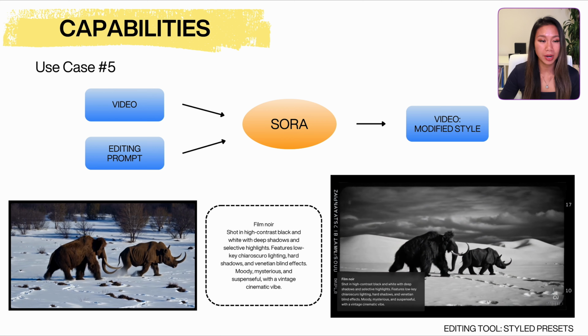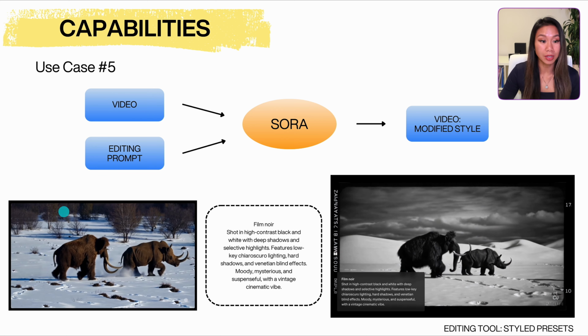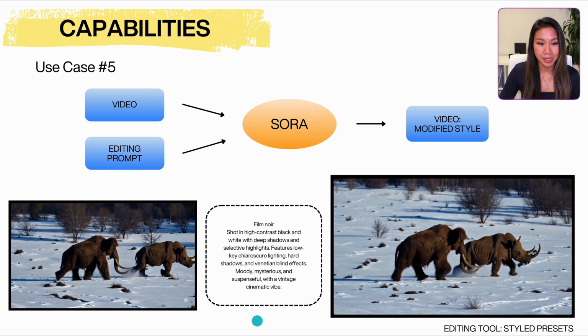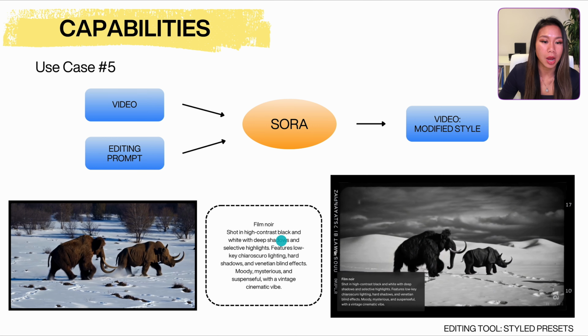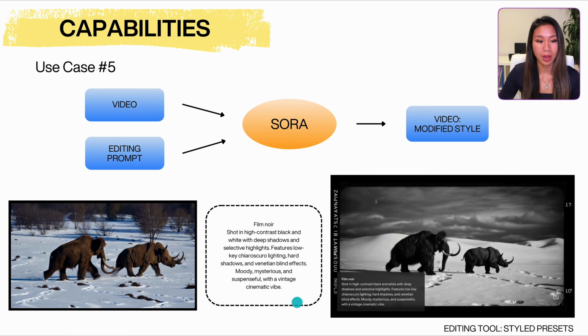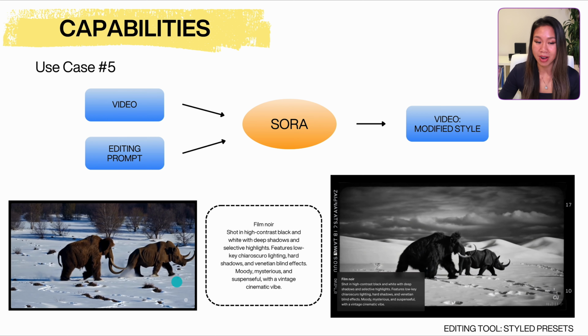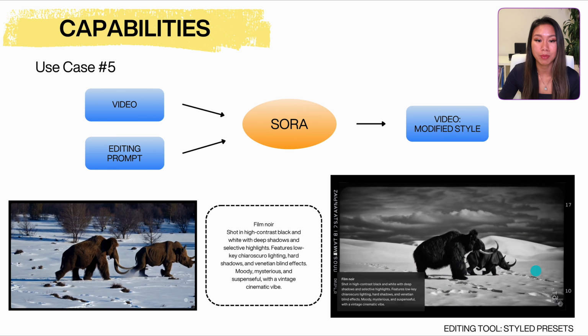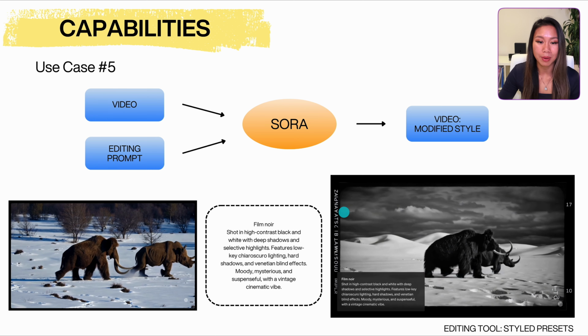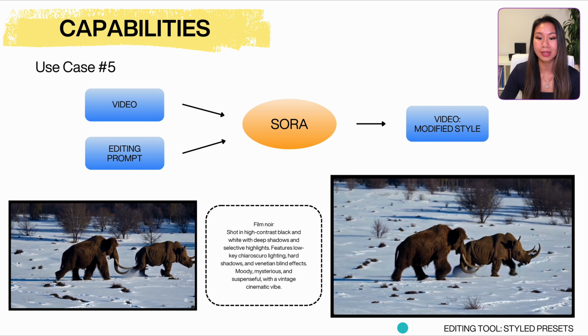Another use case for Sora is feeding in a video and an editing prompt. So this here is the original video you want to work off of. This text here describes how you would like the style of the video to be changed, particularly to be shot in black and white with deeper shadows and a vintage cinematic vibe. And that is what Sora will do. This here is that same video of the mammoth and the rhinoceros, but the style of the video has been modified to be black and white and more old style cinematic. This capability is also one of their editing tools called styled presets.